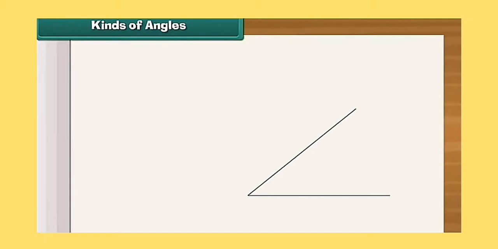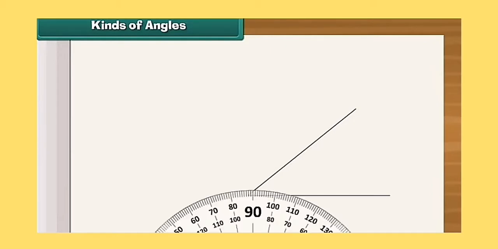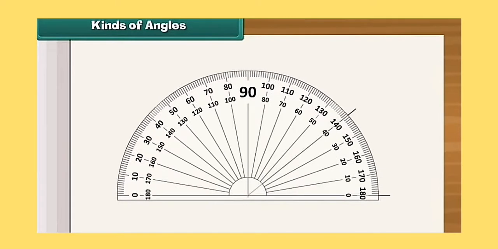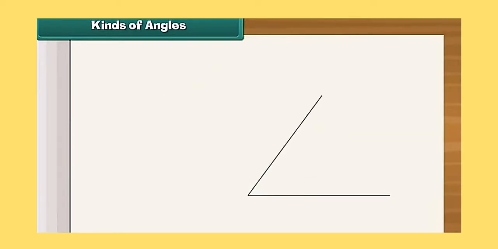Now in order to measure an angle, we make use of a protractor. This is your protractor. Now this protractor is also used to draw an angle of any given measure. For example, say I want to draw an angle of 40 degrees. I can use this protractor. As well as using this protractor, I can measure an angle.